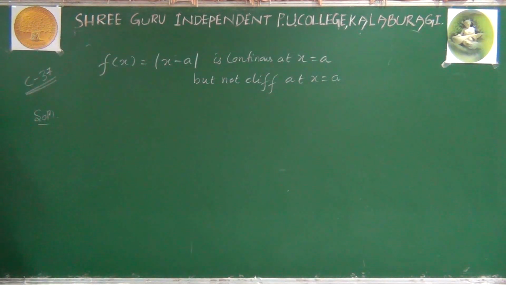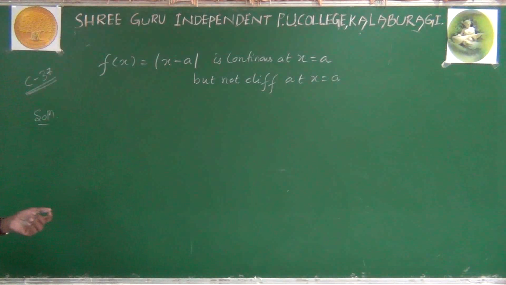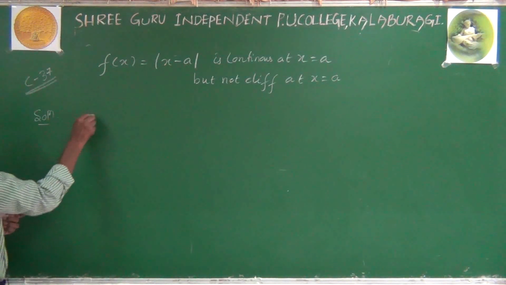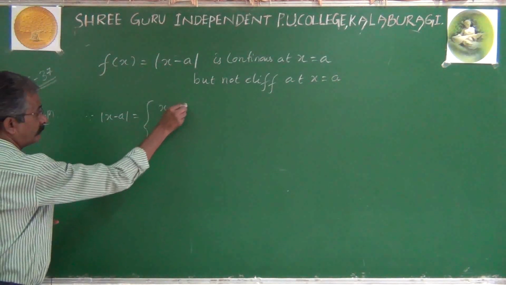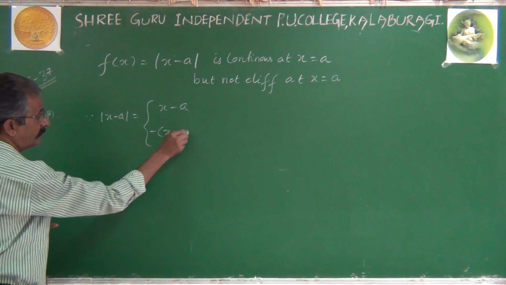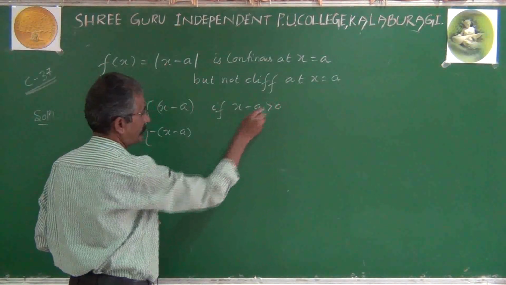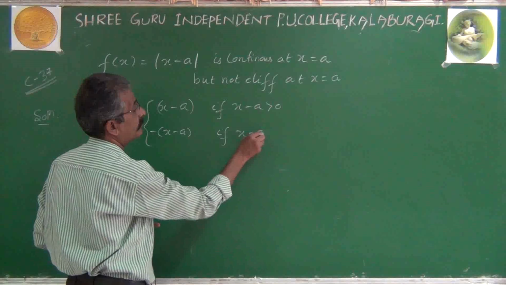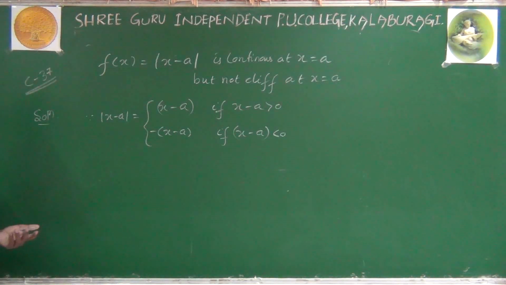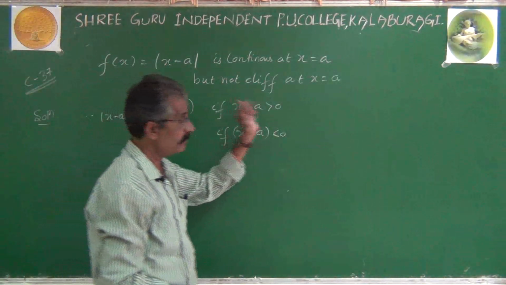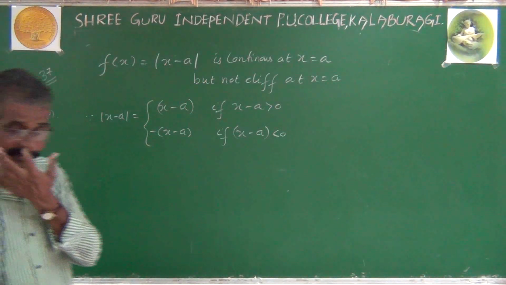Solution. Because of the modulus, we have already met this many times, using the definition of modulus. Modulus of x minus a equals two values: the first value x minus a if x minus a is positive, the second value minus of x minus a if x minus a is negative. Further, x minus a positive means x must be greater than a, and x minus a negative means x must be less than a.